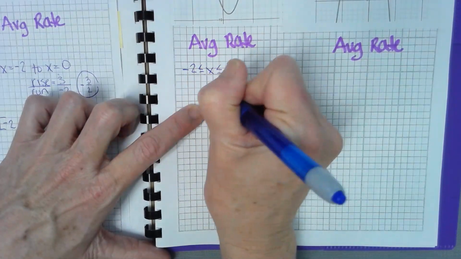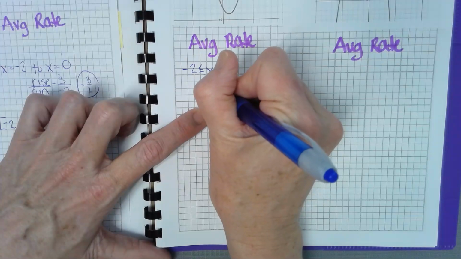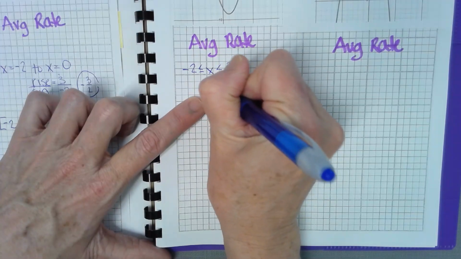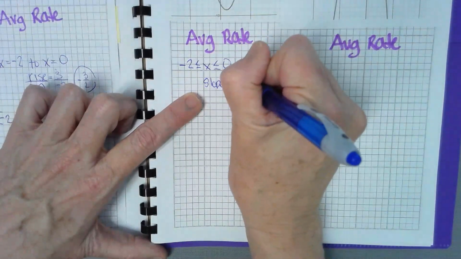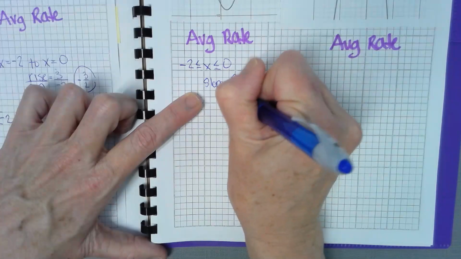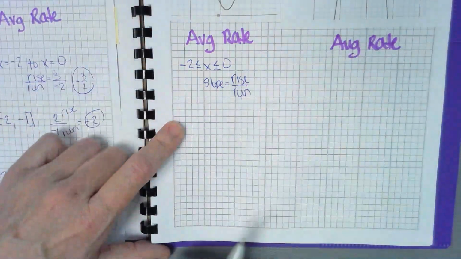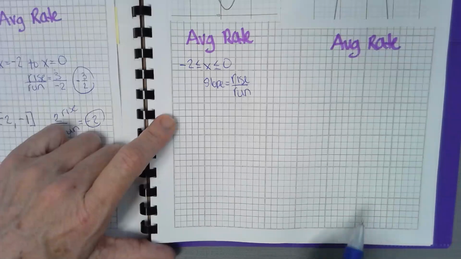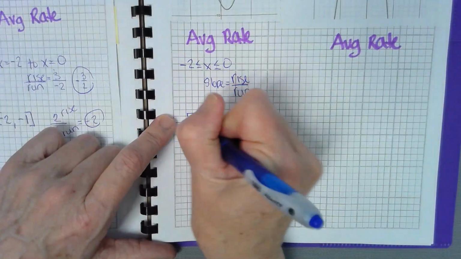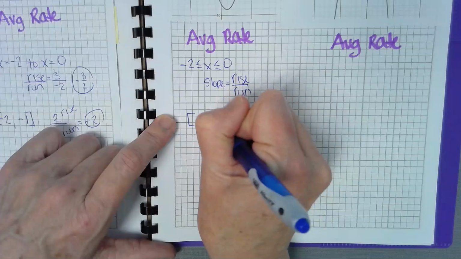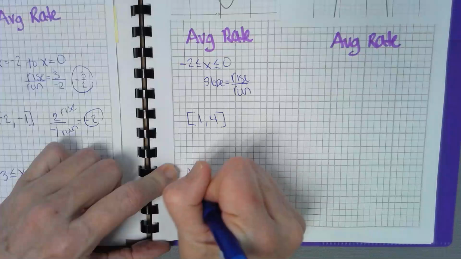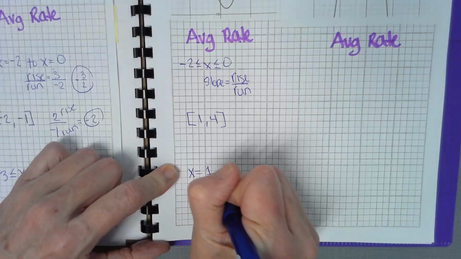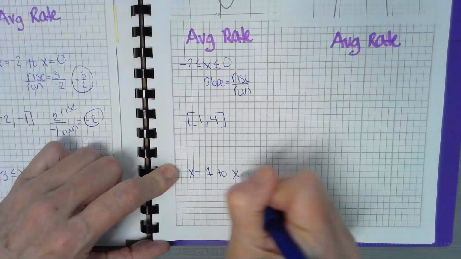And if you want to write slope equals rise over run to help you remember what you're doing. Okay, skip some space to give you room. The next interval is where x equals 1 to x equals 4. Skip some space. The next interval is where x equals 1, and this time we're going to x equals 3.